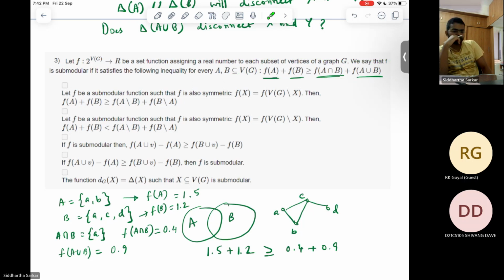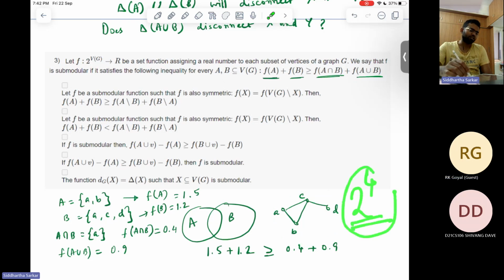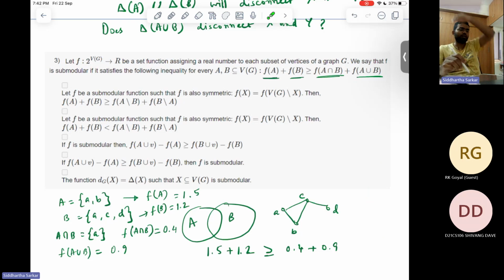So function values would be assigned in this fashion only. Yes. For a vertex set of size 4, there are 2 to the power 4 subsets. For each of these subsets, this function is assigning some value, and the values are assigned in such a way that for every pair A comma B of subsets, this inequality holds true.